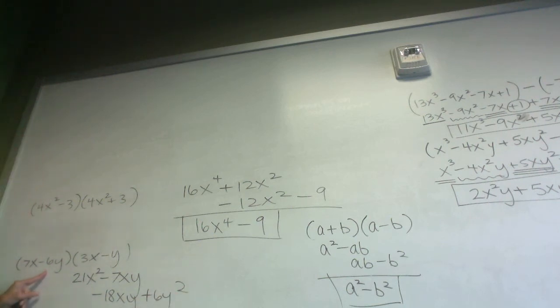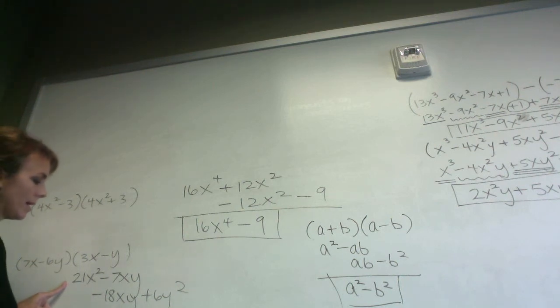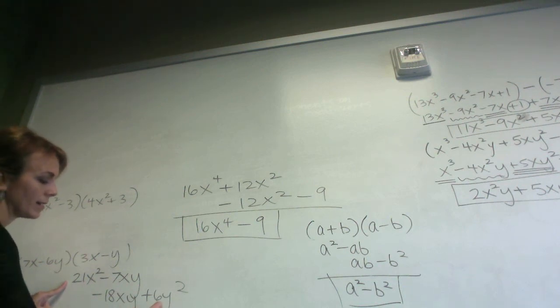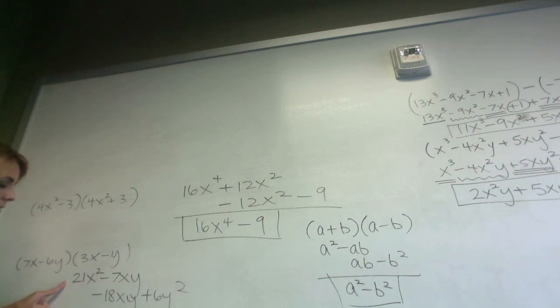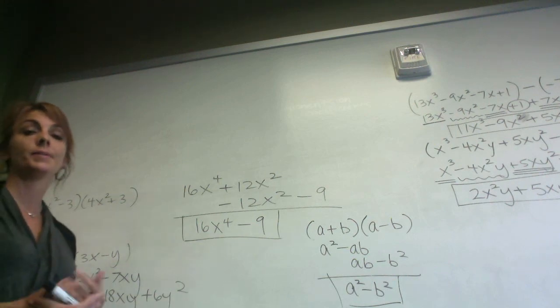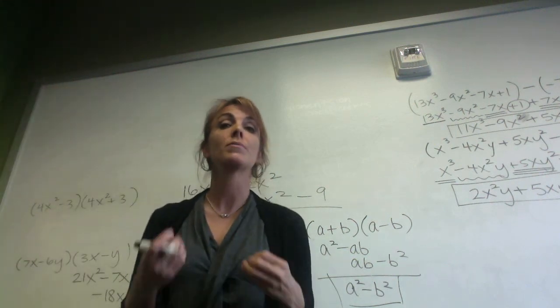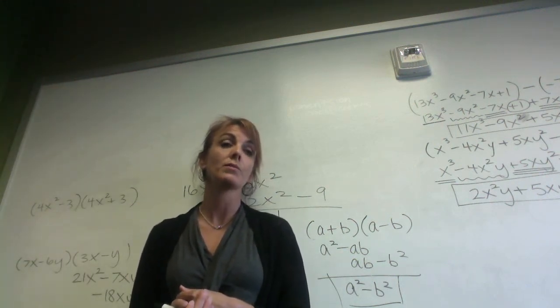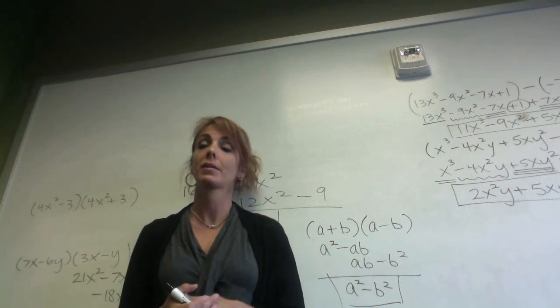Okay, so let's add our like terms. We have 21x squared, negative 25xy, and positive 6y squared. And that, in a nutshell, is the basics about polynomials and how to do some basic operations.